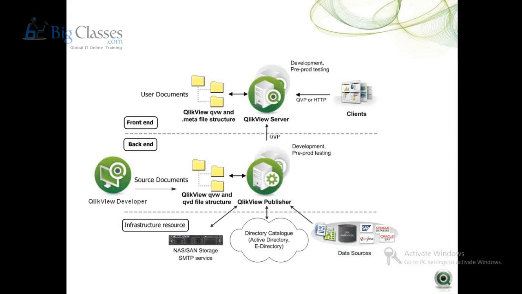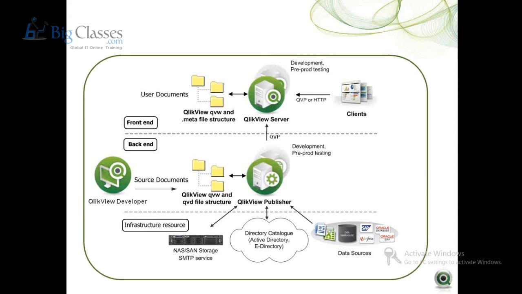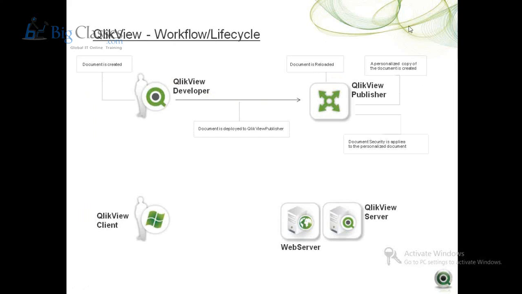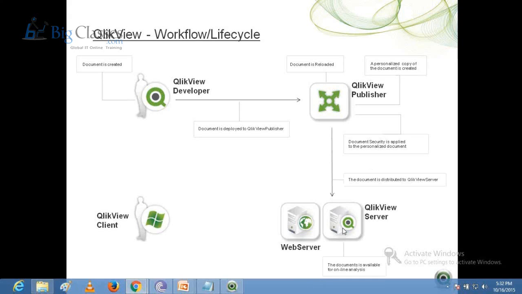Okay. Continue. Now I'll just take you through the life cycle of a Qlikview application. As a developer, we create an application. Once the application is created, it will be deployed to the Qlikview Publisher. Once it is done, the document is reloaded there. Then a personalized copy of the document will be created. On top of that, the security which we need to give from the server end will be given to this document. Then the document is distributed to the Qlikview Server. You can see this. The document will now be available for online analysis.